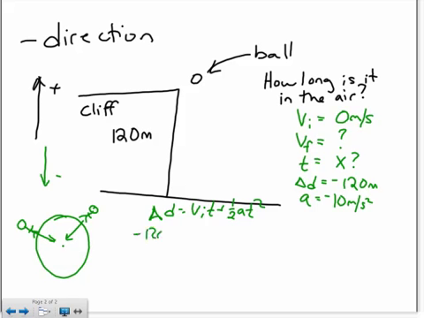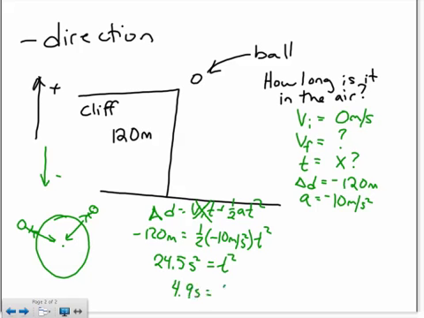So delta D is down 120 meters. Initial velocity, 0. 1/2 the acceleration, -10 meters per second squared times time squared. 120 times 2 divided by 10 is 24, and T is about 4.9 seconds.